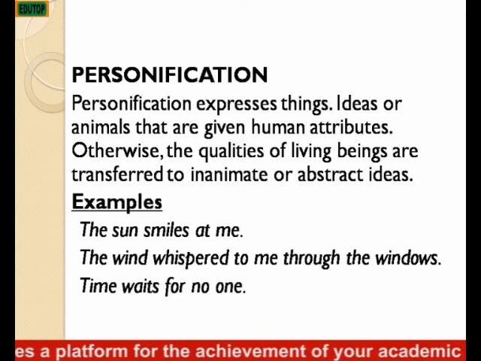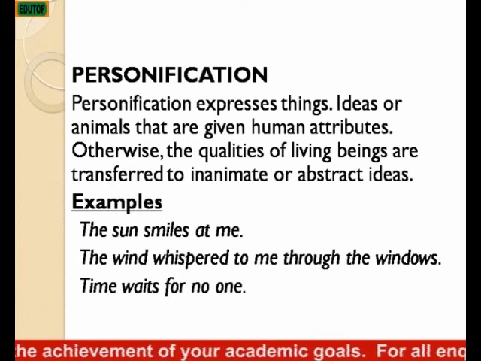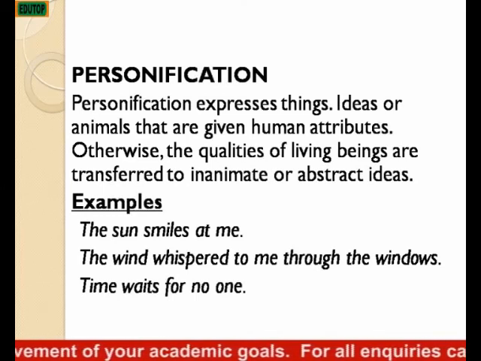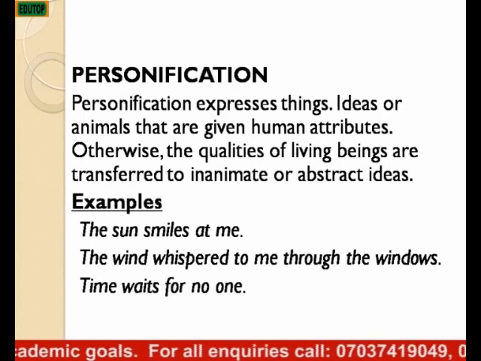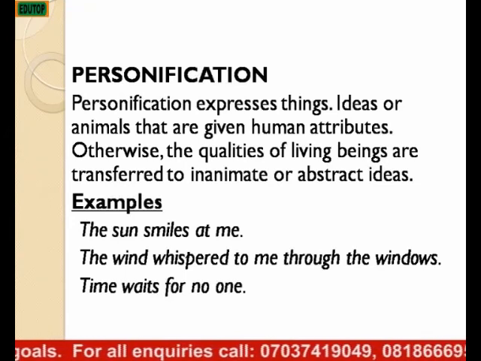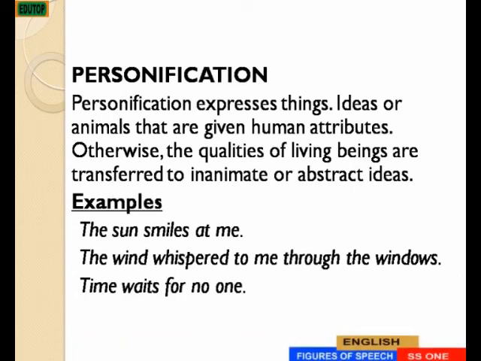Another example is the wind whispered to me through the windows. When we say the wind whispered to me through the window, we are trying to attribute human attributes, human quality to the wind. Whisper there can only be attributed to a human being, because whispering can only be performed by human beings or other living things. So we are giving that attribute to the wind. Maybe the wind is trying to penetrate into the room and creating a kind of sound that sounds like whispers.